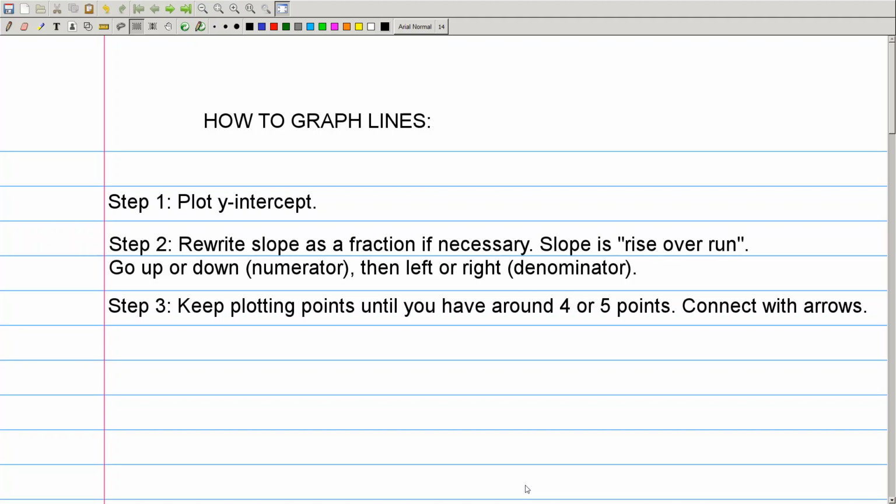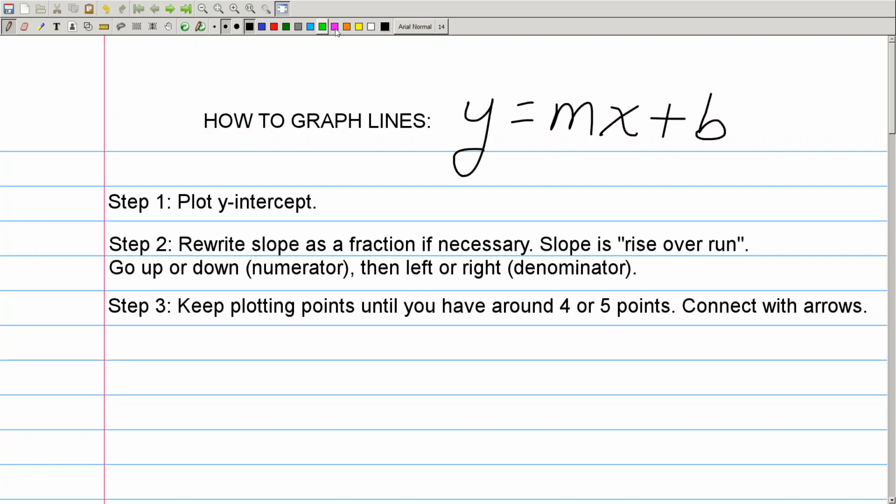Okay, in the last video, I introduced what linear relationships were. So I introduced the idea of the equation y equals mx plus b, and I explained what the m and the b represented. So y equals mx plus b was the equation of a line.